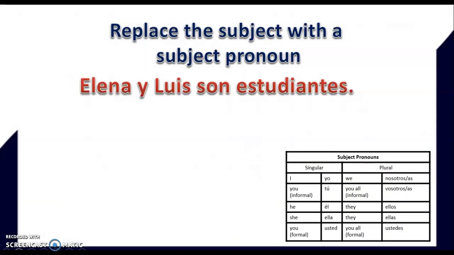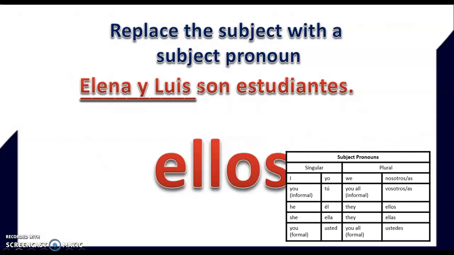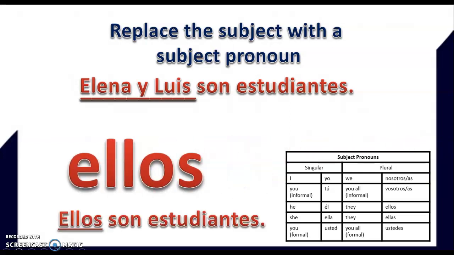Try this one. Elena y Luis son estudiantes. Now we have a plural subject. We're talking about them. There's a guy and a girl, so it would be ellos son estudiantes.